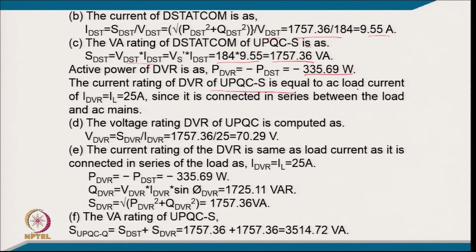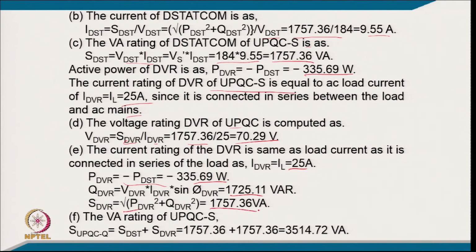So, the current rating of DVR is equal to the load current, that is 25 ampere, since it is connected in series with the load. So, the voltage rating of DVR in UPQC is computed as S_DVR upon I_DVR, and it is typically 1757.36/25. So, it comes to 70.29 volt, and the current rating of DVR is the same as the load current, that is 25 ampere, and P_DVR equal to P_DSTATCOM 339.69, and Q_DVR equal to typically 1725 from this relation, and S_DVR will be the square root of P squared plus Q squared.